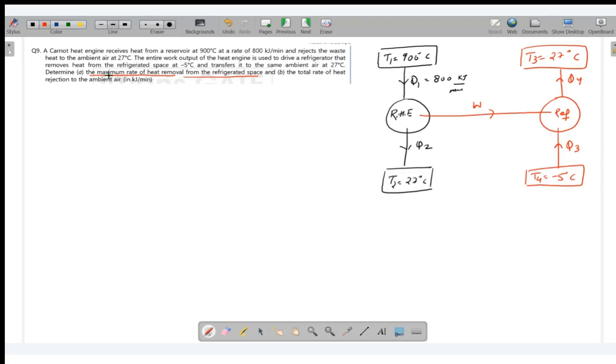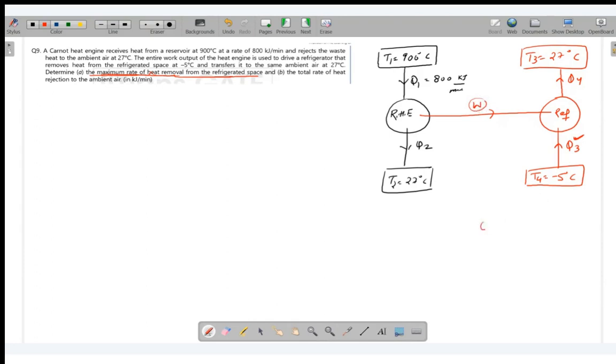Now, can you read this statement? The maximum rate of heat removal from the refrigerated space. What does it mean? It means that, what is the purpose of refrigerator? To remove this heat, right? If your engine is capable of removing maximum heat, that means work input will automatically be minimized.